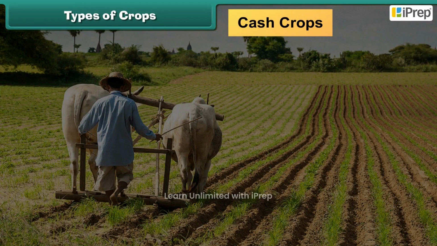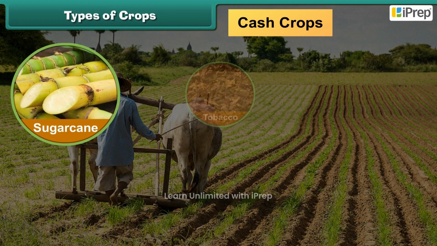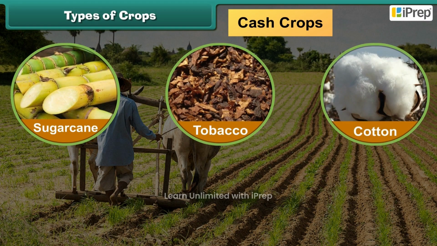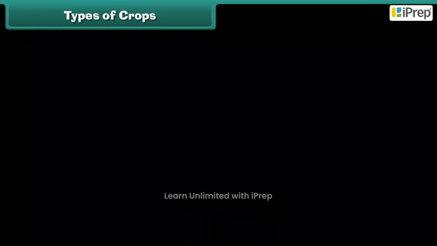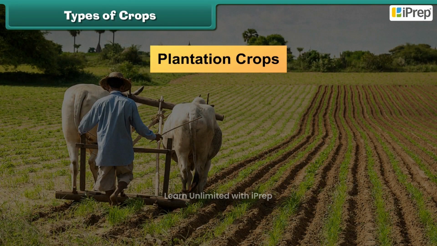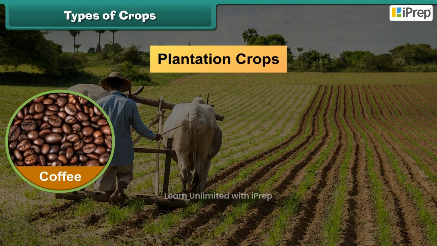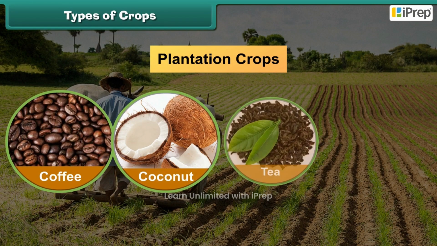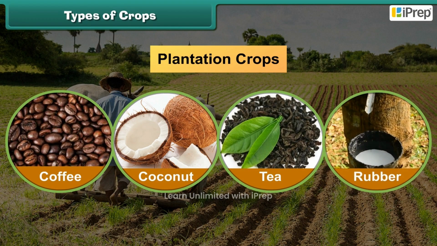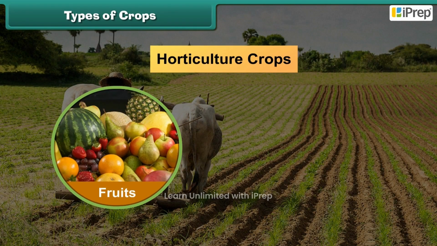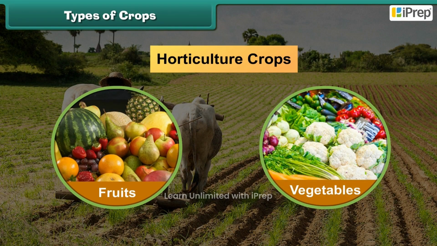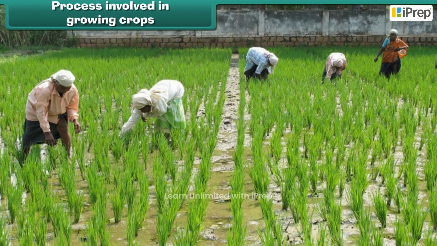Cash crops like sugarcane, tobacco, cotton, jute, and oilseed. Plantation crops: coffee, coconut, tea, and rubber. Horticulture. Fruits and vegetables. Process involved in growing crops.